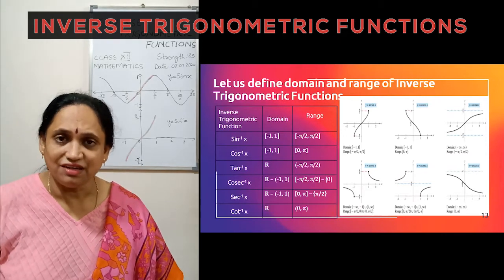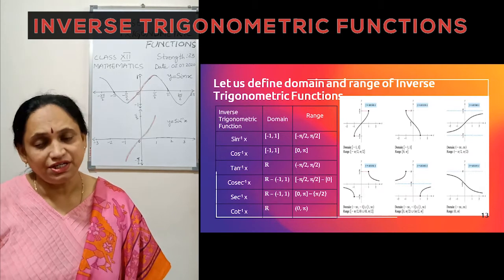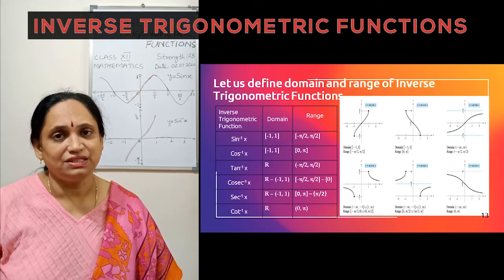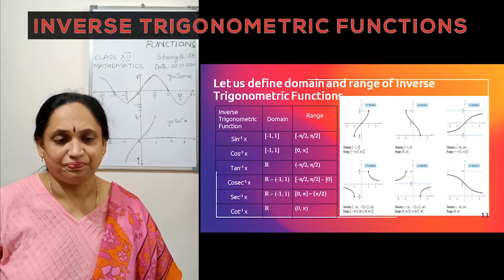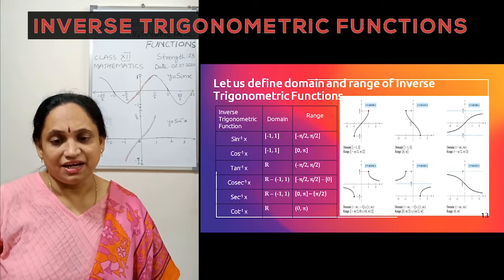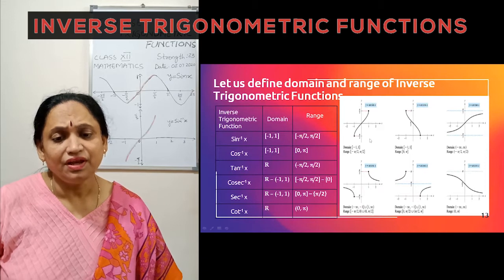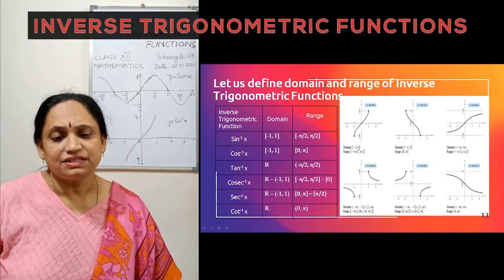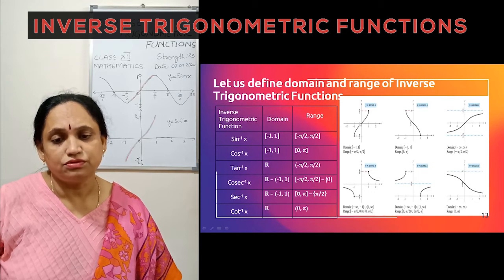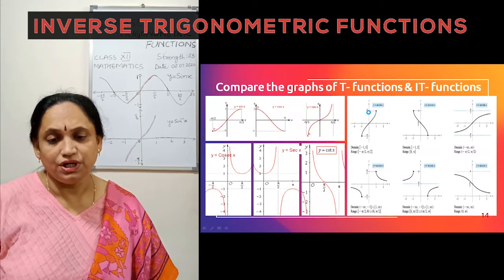The domain of sine inverse x becomes the closed interval minus 1 to 1, and the range of the sine inverse function becomes the closed interval minus pi by 2 to plus pi by 2. Similarly, you can find how they are changing. And now let us look at the graphs which are here on the slide. You can see here that for the sine inverse function, all the values from minus 1 to plus 1 are covered only once.